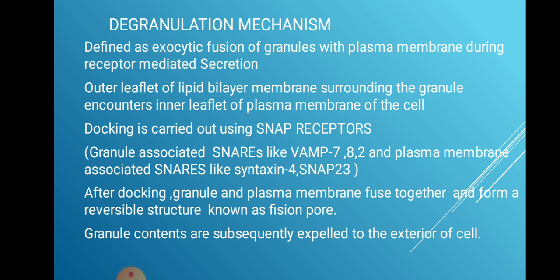Degranulation mechanism. It is defined as exocytic fusion of granules with plasma membrane during receptor-mediated secretion. In this mechanism, the outer leaflet of the lipid bilayer membrane surrounding the granule encounters the inner leaflet of the plasma membrane of the cell. Docking is carried out using SNARE receptors. After docking, granules and plasma membrane fuse together and form a reversible structure known as fusion core. Granule contents are subsequently expelled to the exterior of the cell.